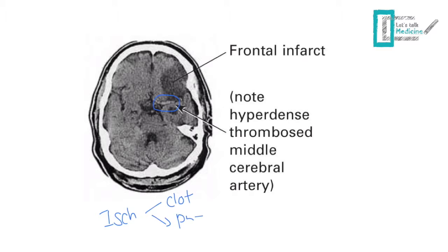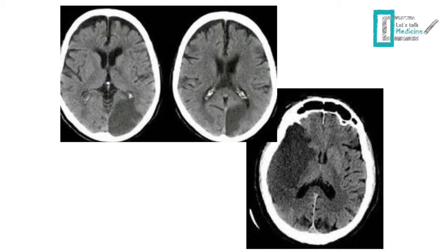It's darker. You also lose the differentiation between the gray and white matter because of the cytotoxic edema, but this picture is not that clear. So as you can see here, this is a hypodense area in the region of the anterior cerebral artery. In those images, you see other strokes. This is in the region of the posterior cerebral artery. This is in the region of the middle cerebral artery.